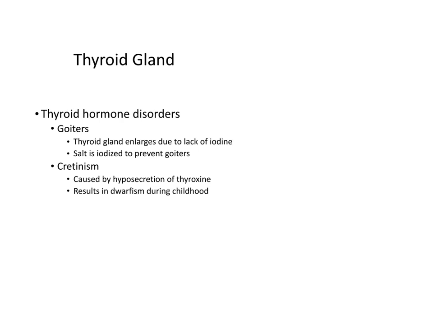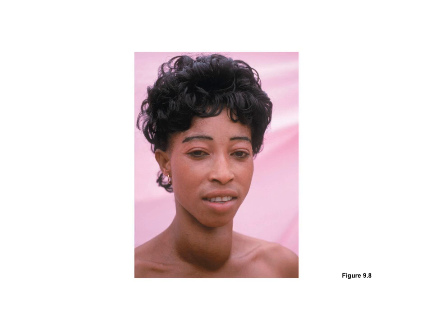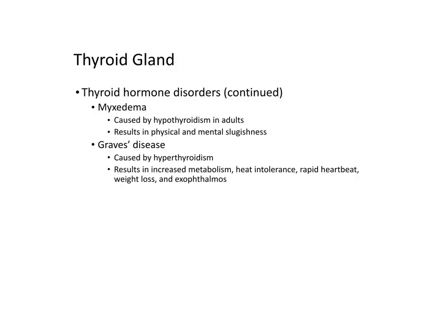There's also a disorder called cretinism, and it's caused by hyposecretion of thyroxine, so not enough thyroxine is produced, and it results in dwarfism during childhood. In this image, you can see this woman has an iodine deficiency because the swelling on her throat is a goiter. Another disorder of the thyroid is called myxedema, and it's caused by hypothyroidism in adults, and so it can result in physical and mental sluggishness.